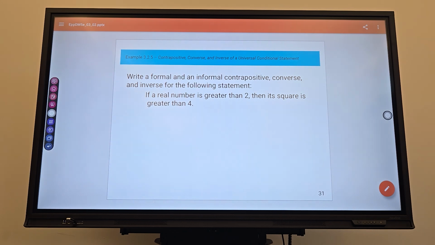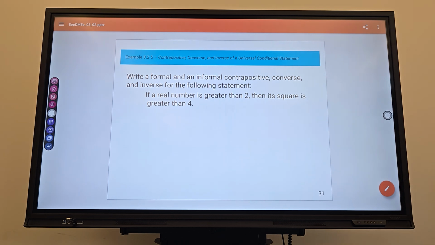Write the contrapositive, converse, and inverse of the following statement. For a real number, if a real number is greater than 2, then its square is greater than 4. The contrapositive would be: flip the phrases and invert them. So it would be if the square of a number is less than or equal to 4, then the original number is less than or equal to 2.